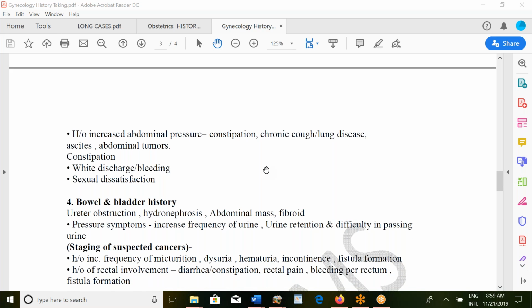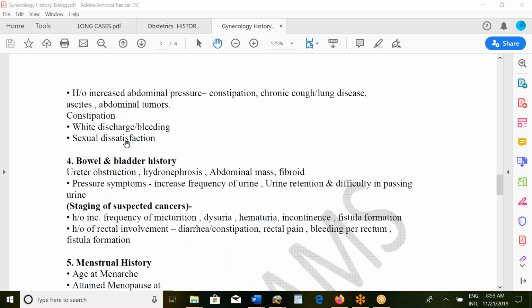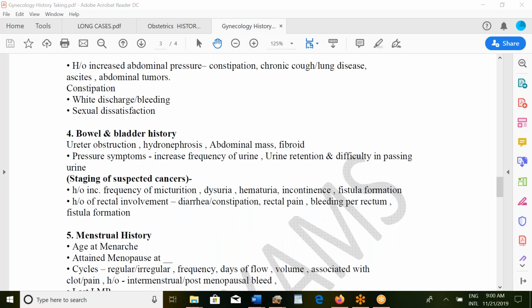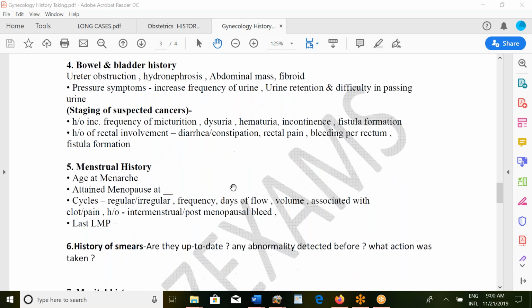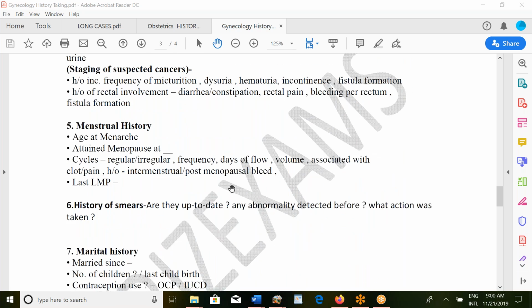Then you should ask about constipation, any problem with having sex, because this is one of the parameters of normal life. Then bowel and bladder history, then any history of urinary obstruction, any problems before, abdominal mass, fibroid, pressure symptoms, increased frequency, urine retention. Then about this, you should go for the menstrual history, age at menarche, age at menopause.